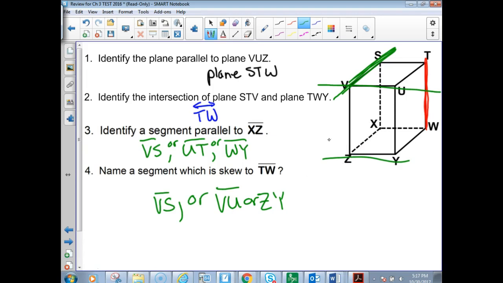Now, again, it has to not be in the same plane, so it can't go in the same direction if it's skewed to it. So, although UY will not run into TW, it is not skew because it's going in the same direction. It's actually a parallel segment. So these are skew segments to segment TW.